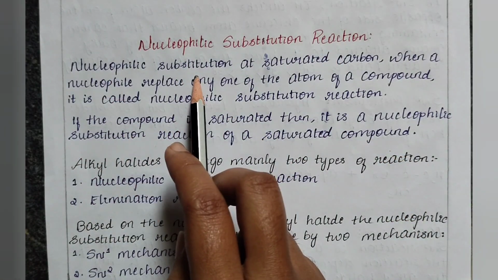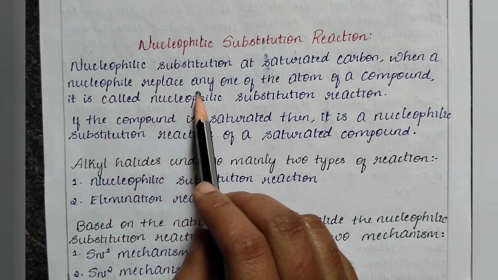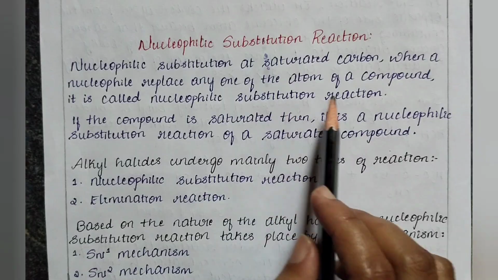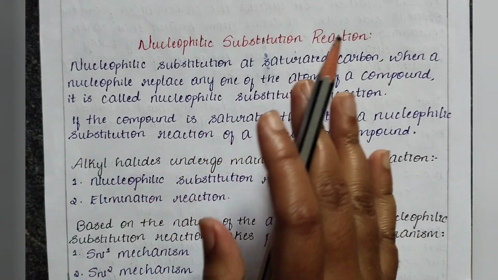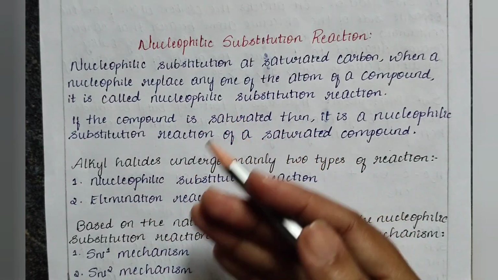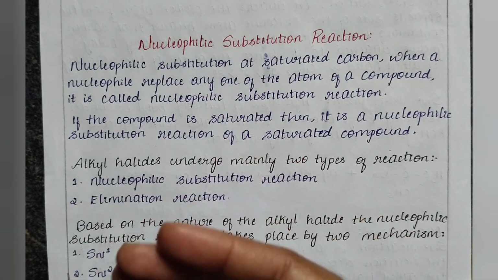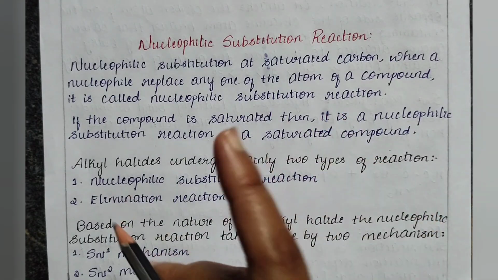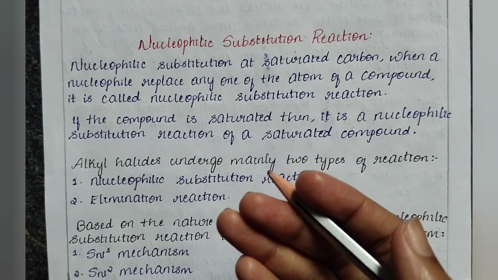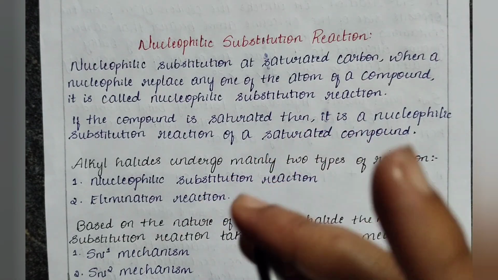A nucleophilic substitution at a saturated carbon atom: when a nucleophile replaces any one of the atoms of a compound, it is called a nucleophilic substitution reaction. If we consider a saturated carbon compound, what does saturated mean? Saturated organic compounds are compounds in which all the carbon-carbon bonds are single covalent bonds. They contain the maximum number of possible hydrogen atoms attached to the carbon atom. They contain only single bonds.